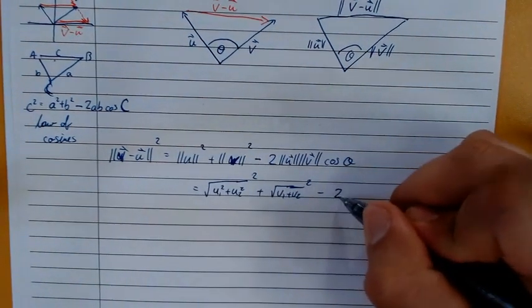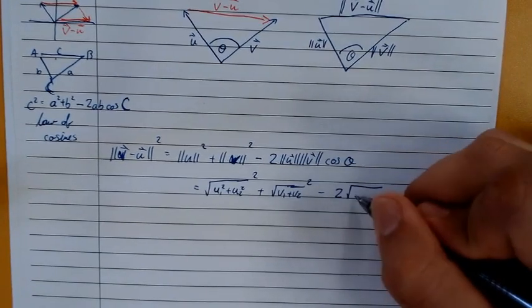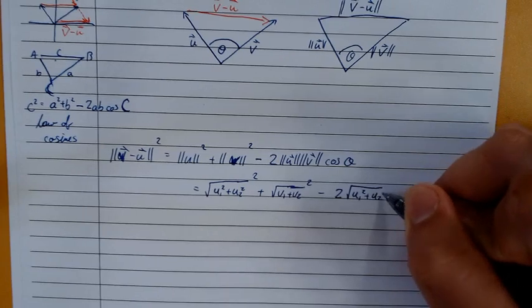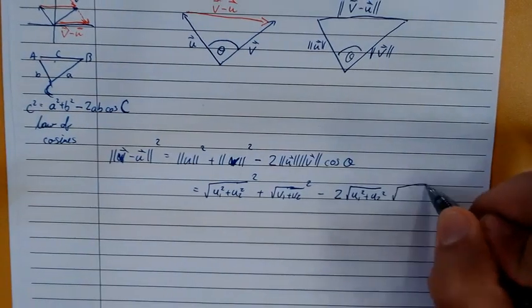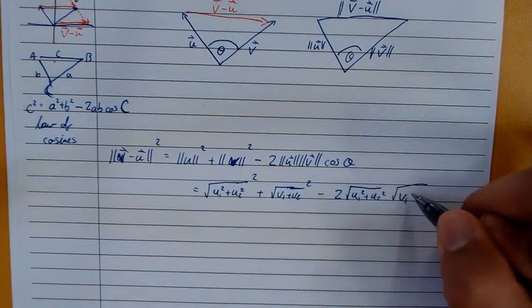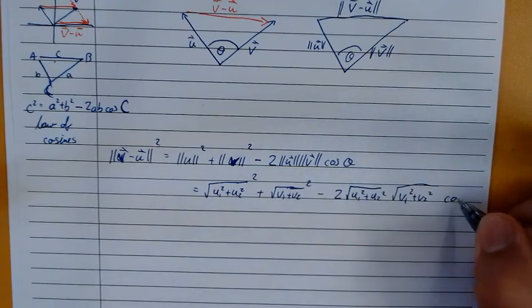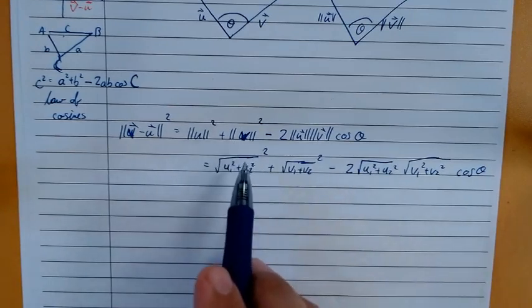Minus 2 times the square root of u1 squared plus u2 squared. Notice there's no square on that one. And then times the magnitude of v, which is the square root of v1 squared plus v2 squared. Again, no square on that one. Times the cosine of theta. So here I've just written all of this stuff based off the definition.